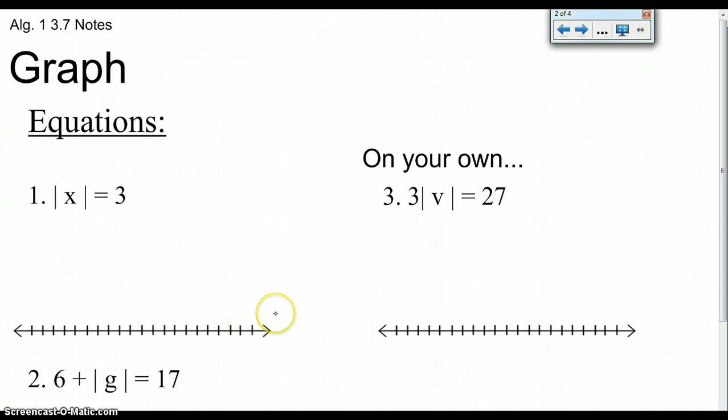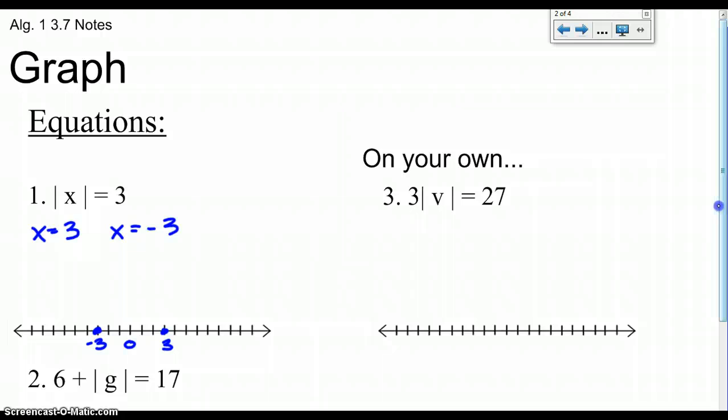So they want us to graph these equations. So for number 1, the absolute value of x is equal to 3, which is saying x is equal to 3 and x is equal to -3. And that's just all you do. So we're going to graph that. We put 0 here. So 1, 2, 3. We put a dot at 3. And then 1, 2, 3, -3, and put a dot. And that's how you graph those ones.